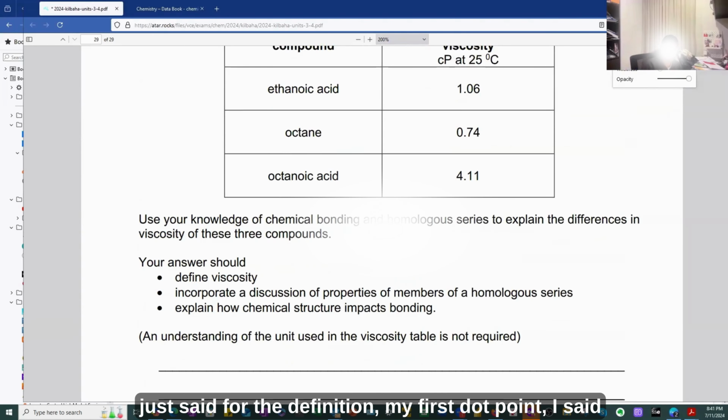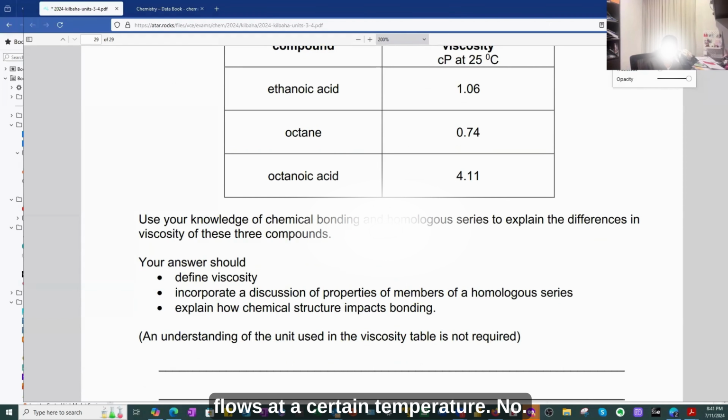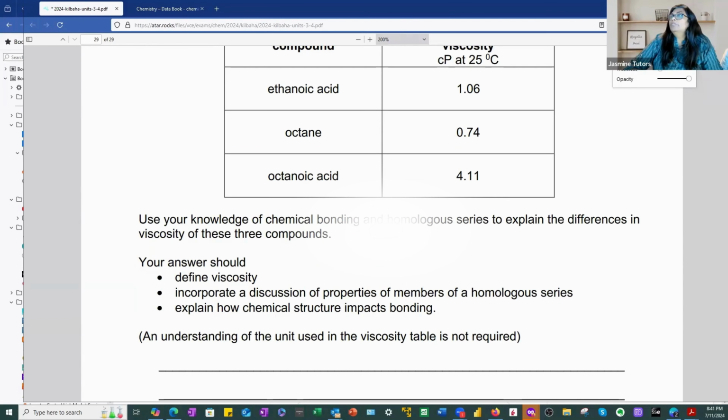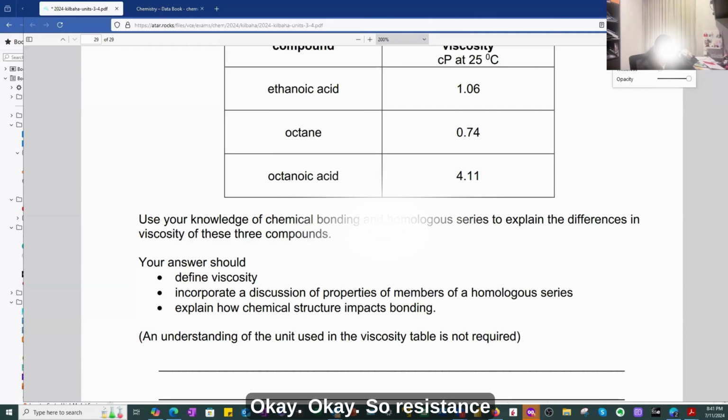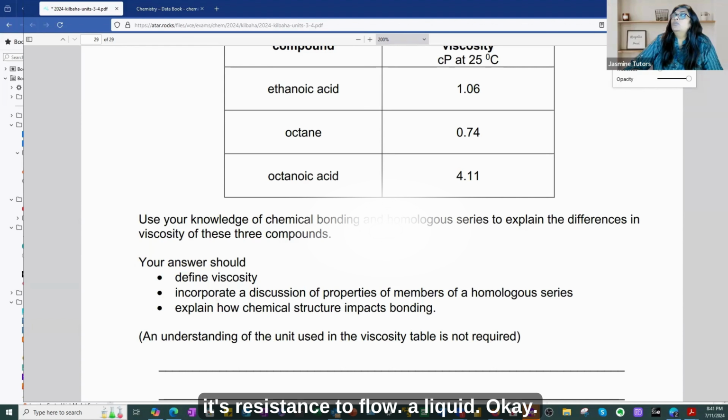For the definition, my first point, I said viscosity refers to the rate at which the mixture flows at a certain temperature. No, viscosity is the resistance of a liquid to flow. So it's the resistance to flow of a liquid.